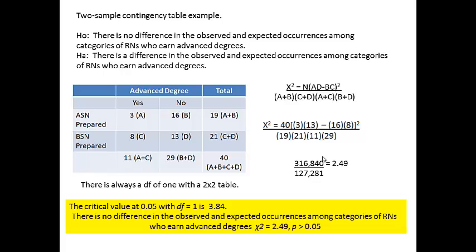We see by comparing at the back of the book a critical value at 0.05 with 1 degree of freedom is 3.84. There's no difference in the observed and expected occurrences among categories of RNs who earned advanced degrees. And we write it as chi-square is 2.49 with a p greater than 0.05.